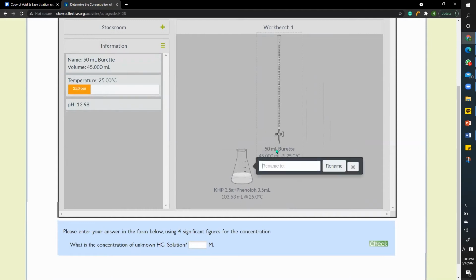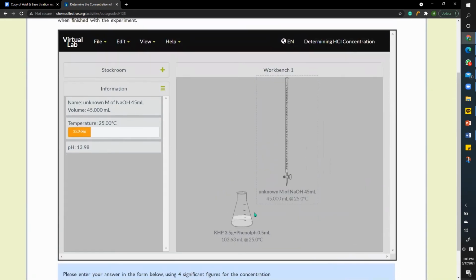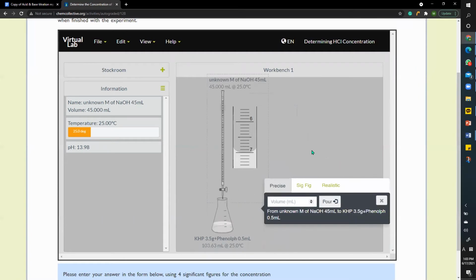And rename this unknown concentration. Yeah, 50 milliliter, 40 milliliter, 45 milliliter. Okay. Then everything is ready. And yeah, I can start the titration.